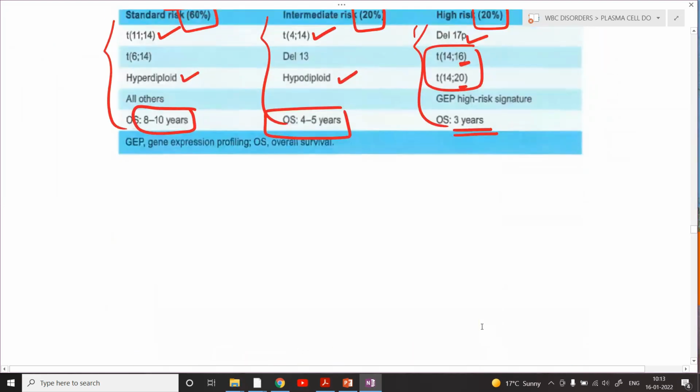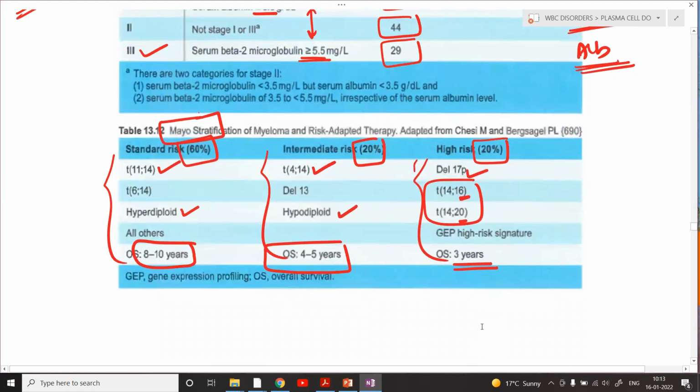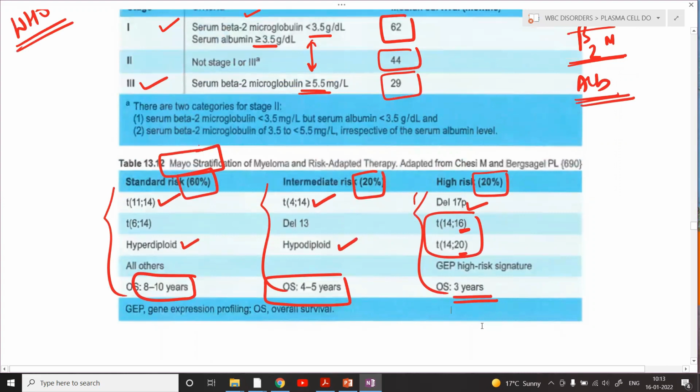So this is all about multiple myeloma. I hope you all have understood about multiple myeloma. Any doubts you have with regards to multiple myeloma? Yes, anyone?